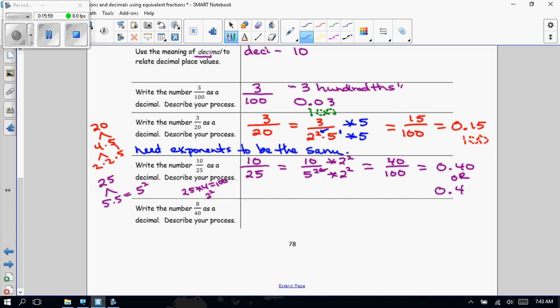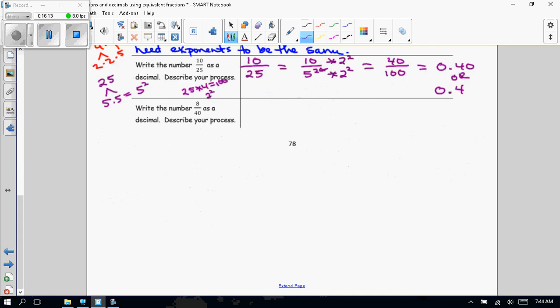Okay, now let's take it up a whole other level. 8 over 40. Okay, 8 over 40. So many different ways I could start this problem. I think I'm actually going to start by reducing it first. Okay, I'm going to reduce 8 over 40. What goes into both 8 and 40? Both factors of 8, right? So I can divide both of those by 8. So now I have 1 over 5.